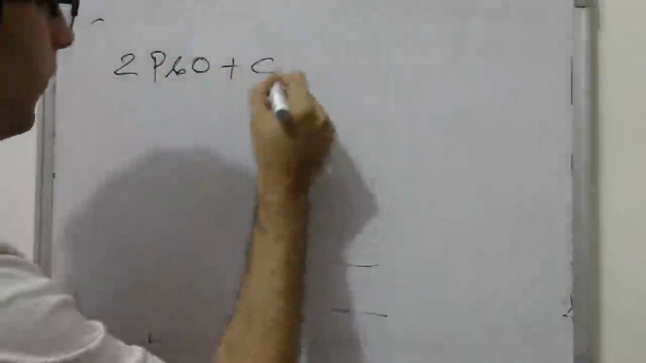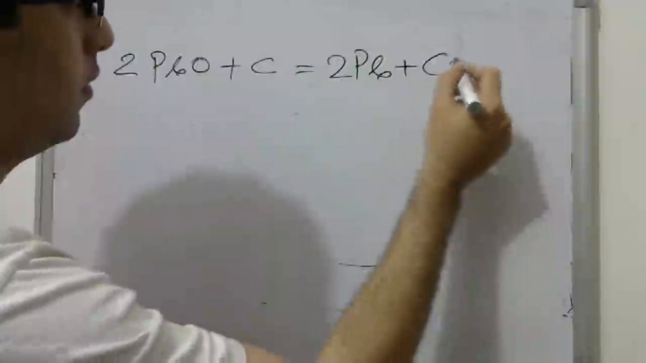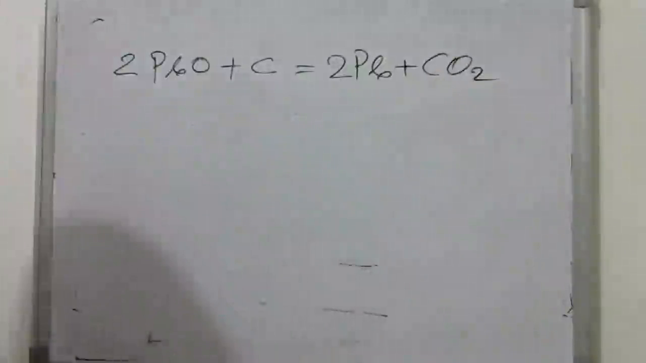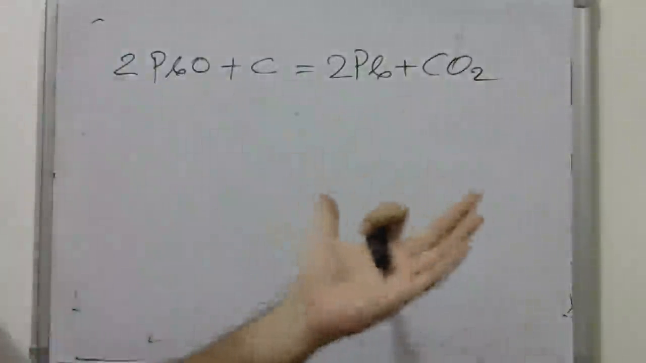So in the first question, it's given, let's go back to the board. So your reaction is 2 PbO plus C gives rise to 2 Pb plus CO2, right? So the enthalpy change for the entire reaction you have to calculate.